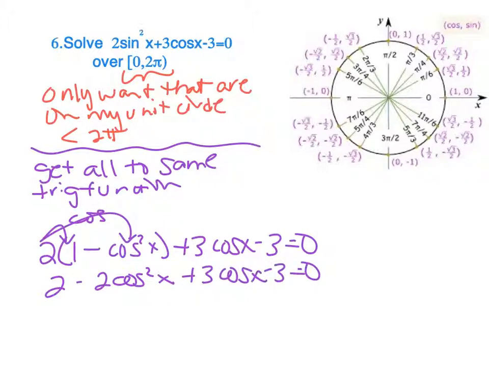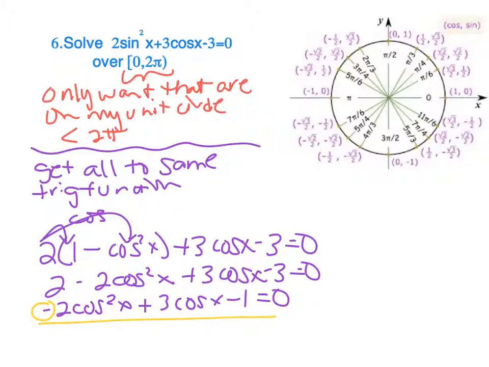Combine my like terms. It's going to be easier for me to factor if I don't have this negative in the front. So I'm going to divide everything by a negative 1, and I'm going to do that on the next screen. So if you haven't written it all down, you might want to pause it before you go on to the next screen.